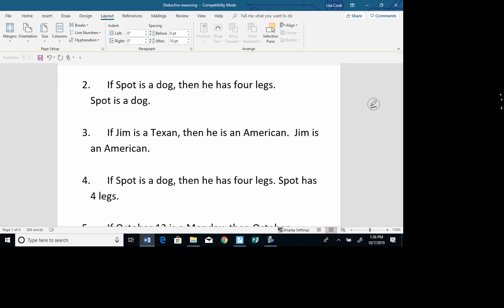All right, David, can you read number three carefully? If Jim is a Texan, then he is an American. Jim is an American. Can we conclude he is a Texan? No, we can't make a conclusion. He could be a Nebraskan, couldn't he? He could be an Illinoisan. He could be an Alaskan. So let's write there, no conclusion can be made, for number three.